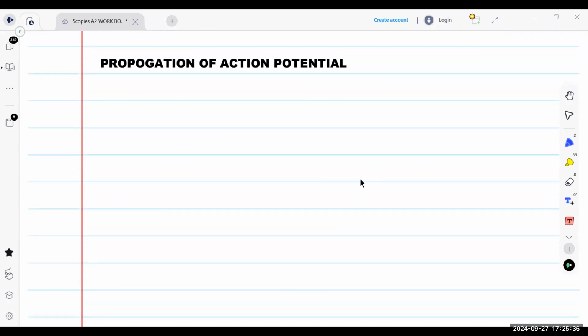Right now, today's lesson is propagation of action potential. So what is the meaning of propagation? Propagation is moving the action potential along the nerve cells.